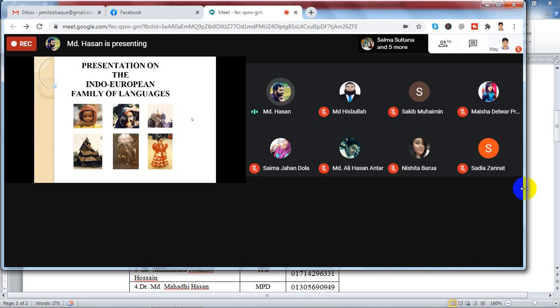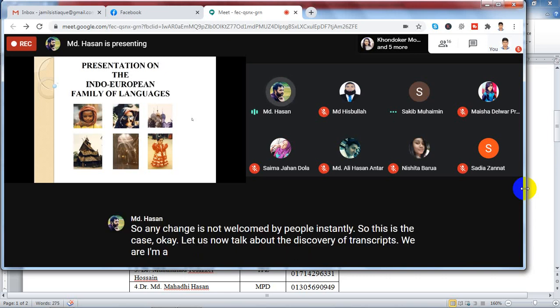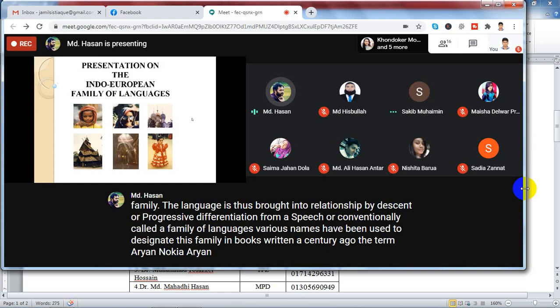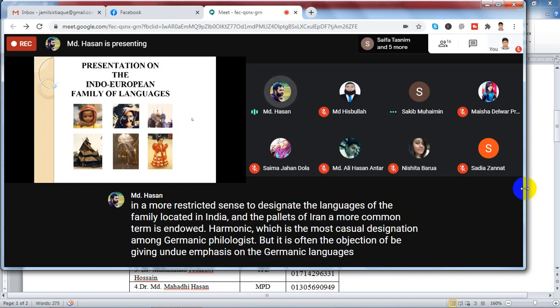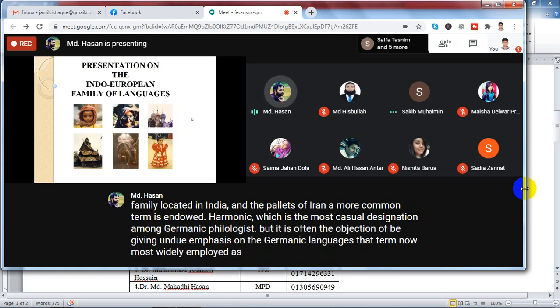It has now been generally abandoned, and when found today, is used in a more restricted sense to designate the languages of the family located in India and the plateau of Iran. A more common term is Indo-Germanic, which is the most casual designation among Germanic philologists. But it is often objected to as giving undue emphasis to the Germanic languages. The term now most widely employed is Indo-European.